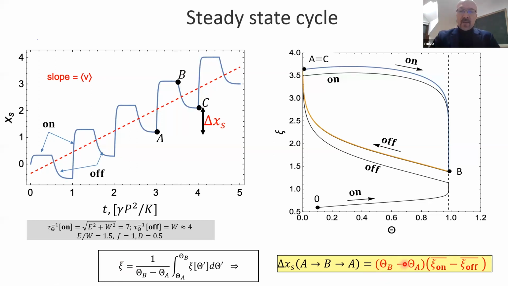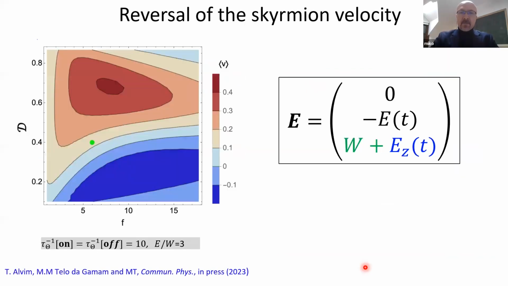And now you divide this delta x by the period and you will get velocity, right? So our model nicely explains the links between this intrinsic variable psi and the net displacement. We could also figure out conditions for the reversal of the skyrmion motion.